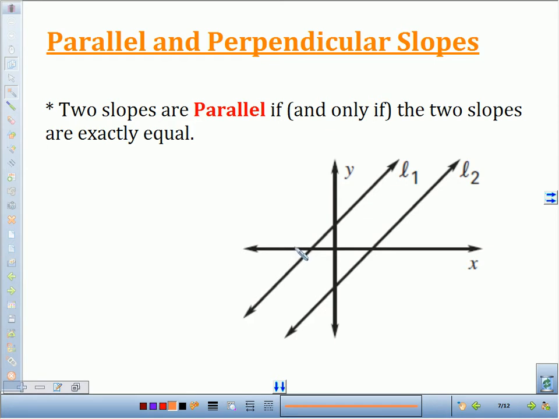They never touch. What we're dealing with when we're talking about slopes are two slopes that are parallel if and only if the two slopes are exactly equal. That means that the slope of L1, we can call it M1, has to be exactly equal to the slope of L2, that we can call M2. If they're different in even the slightest amount, they're not parallel.